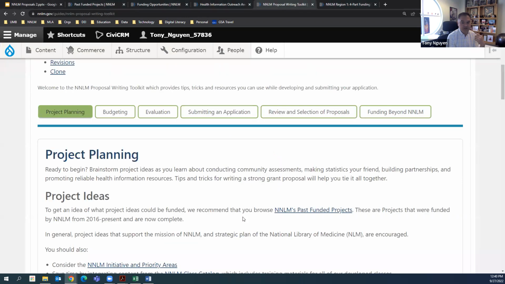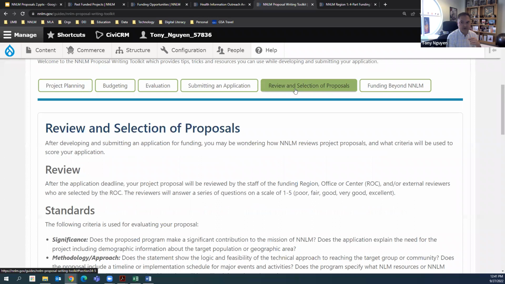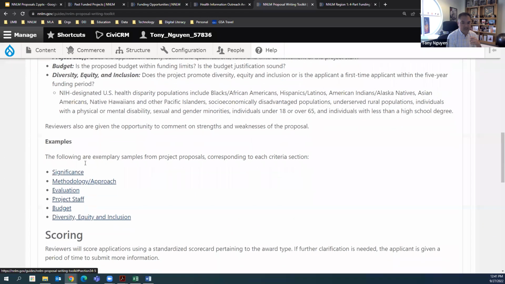So if we go into the proposal writing toolkit, you'll see the different tabs that are listed here. Under review and selection of proposals, you can just click on that and scroll down, and you'll see a section here simply listed as examples.